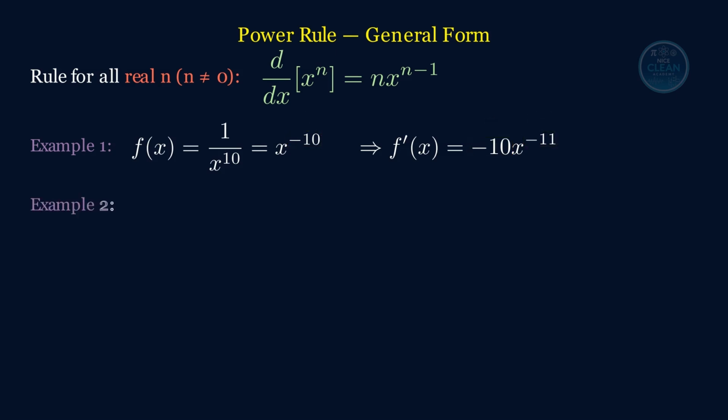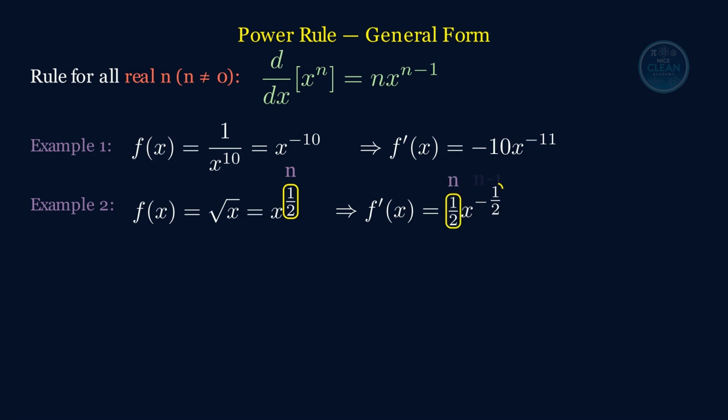Next up, the square root of x. We can rewrite square root of x as x to the power of 1/2. Bring the 1/2 down front and subtract 1 from it. 1/2 minus 1 gives us negative 1/2, so the derivative is 1/2 times x to the power of negative 1/2.